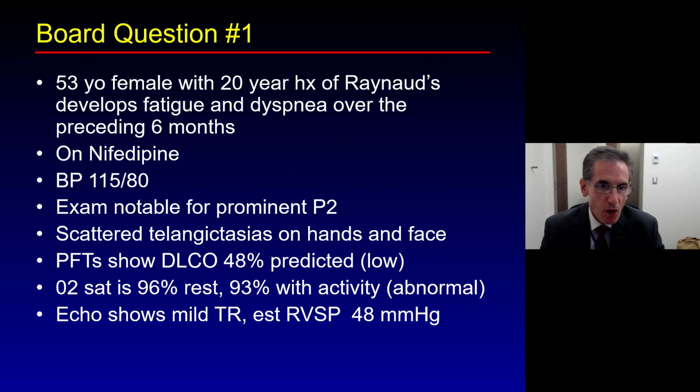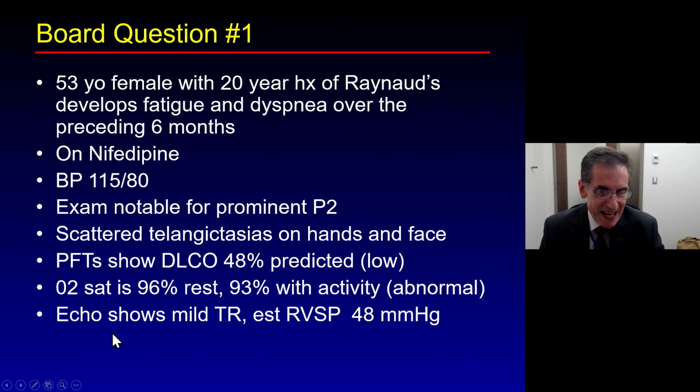Board question number 1. Here's a 53-year-old female with a 20-year history of Raynaud's, who develops fatigue and dyspnea over the preceding 6 months. They're on nifedipine, their blood pressure is controlled, notable for a prominent pulmonic heart sound, scattered telangiectasias in the hands and face. PFTs are done, which shows a diffusion capacity which is 48% predicted, which is low. They have a normal oxygen saturation at rest, but have modest desaturation with activity.